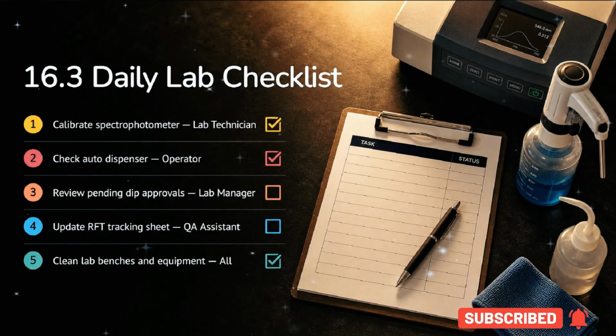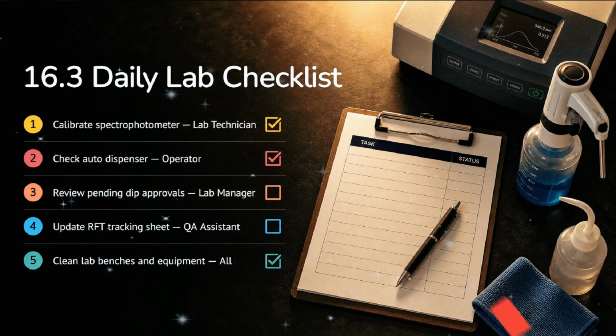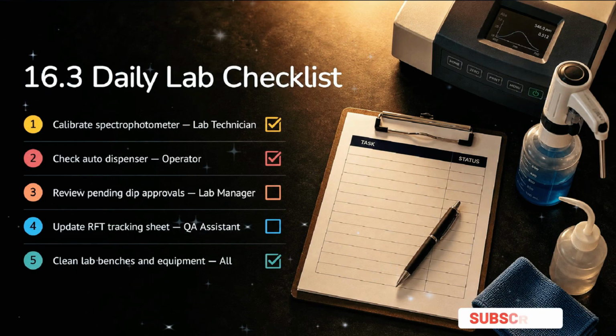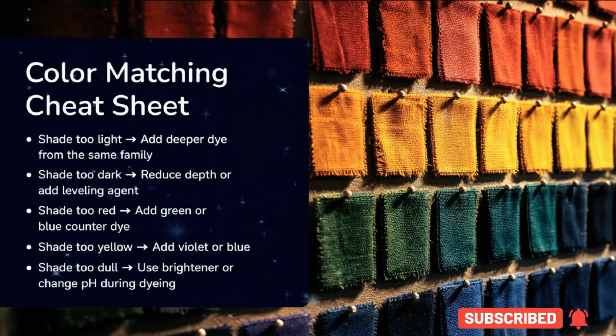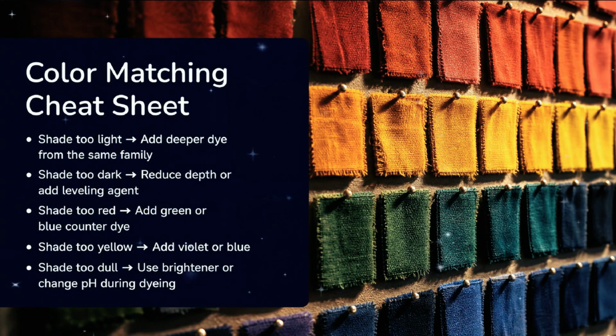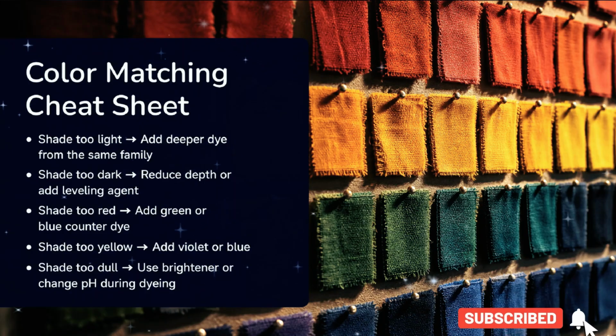Efficiency starts with a daily routine. Use this checklist to ensure your team is calibrating equipment, reviewing approvals, tracking results, and keeping the workspace clean. When color matching, use this cheat sheet for quick adjustments. Whether you need to correct for shade lightness, depth, or specific color tones, these guidelines provide immediate solutions.